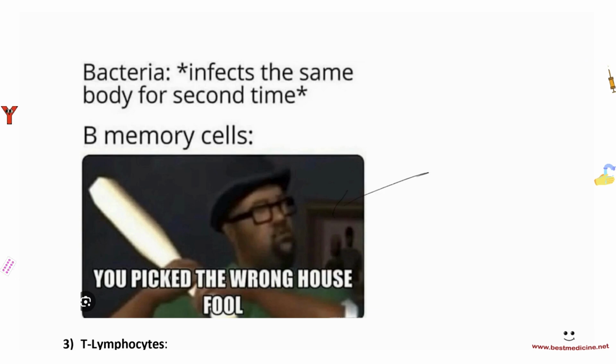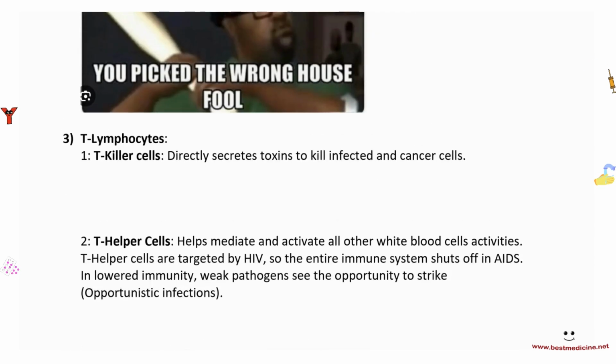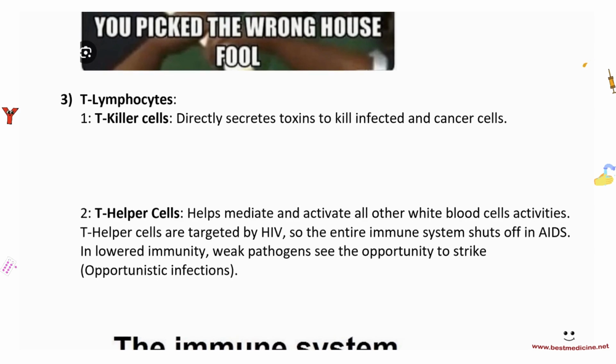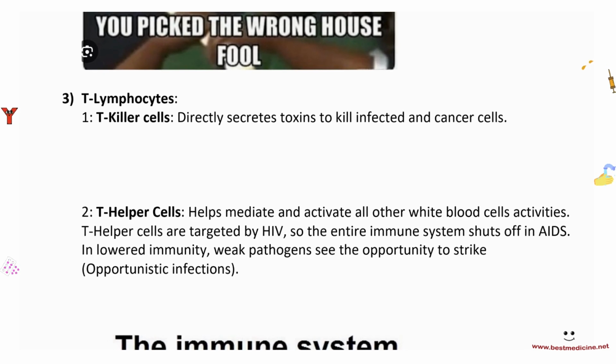Okay, and then we have T lymphocytes, and T lymphocytes include T killer cells, which directly secrete toxins to kill infected and cancer cells, and then T helper cells. And we've been talking about T helper cells for a very long time now. They help mediate and activate all the other white blood cells.